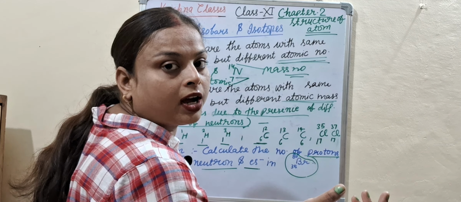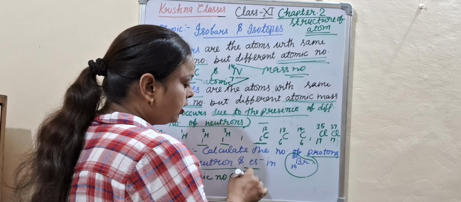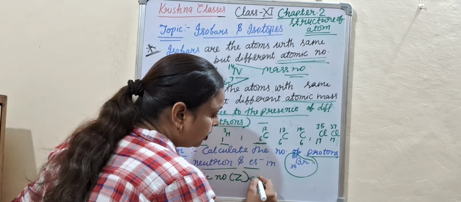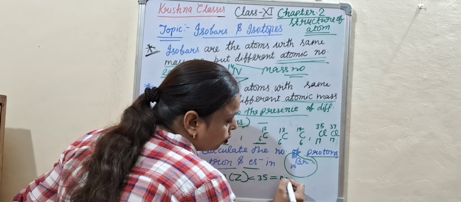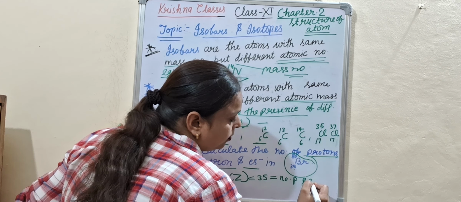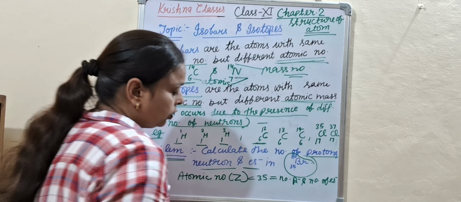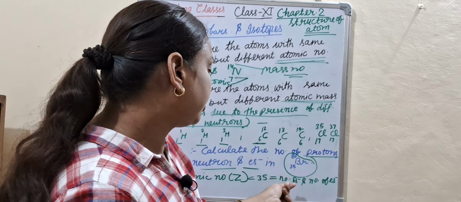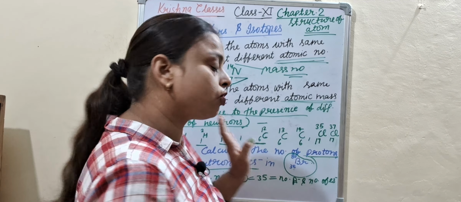The atomic number is written here. The atomic number is represented by Z. I also described this in detail in my previous video. Here 35 is equal to the number of protons and the number of electrons. So how many protons are present? 35. How many electrons are present? 35.